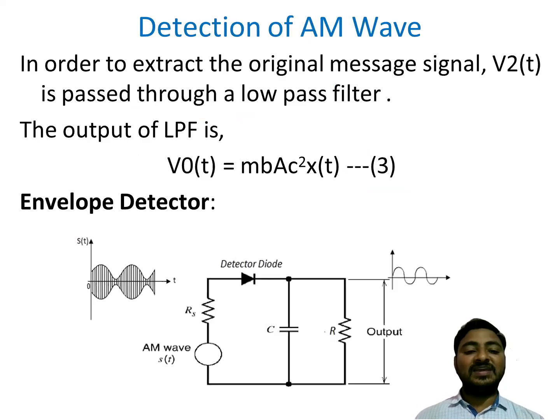Next, detection of the AM wave by the envelope detector. This one is a block diagram of the envelope detector. In the envelope detector, you use an RC circuit as well as a diode. The input is nothing but an AM wave. The AM wave is S of t equal to AC cos 2 pi FCT into 1 plus MA cos 2 pi FMT.